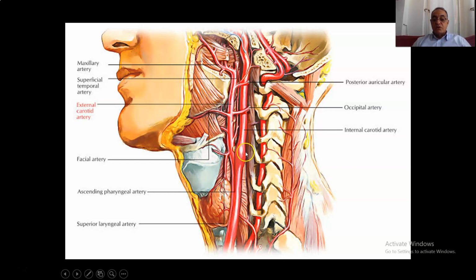Here is to show you that the distance between the internal and the common carotid and the vertebral artery is not far. You can feel the carotid artery against the transverse process of C6, and the vertebral is included in the foramina transversalia of C6 and going on. So they are close to each other.